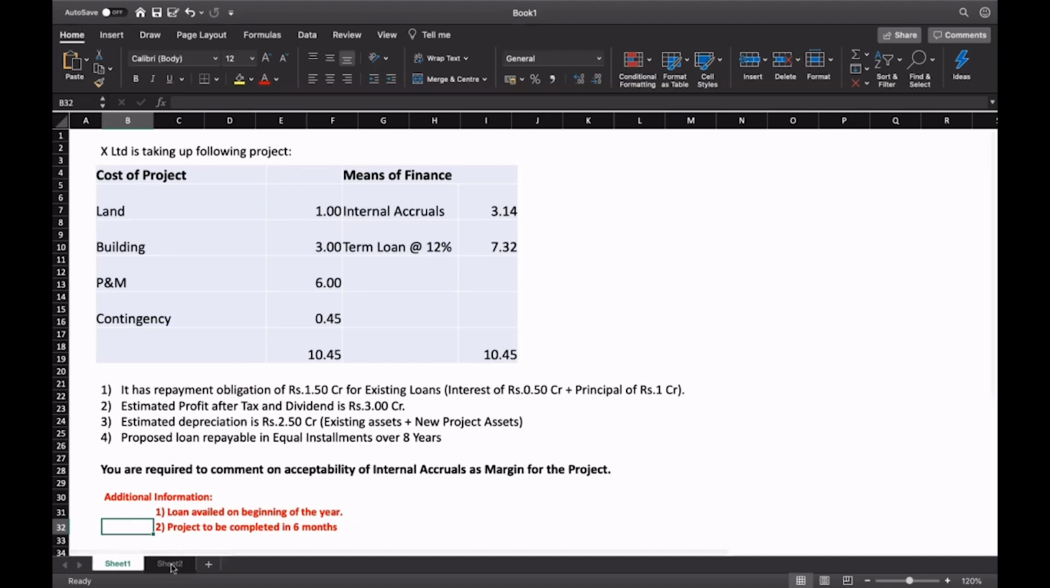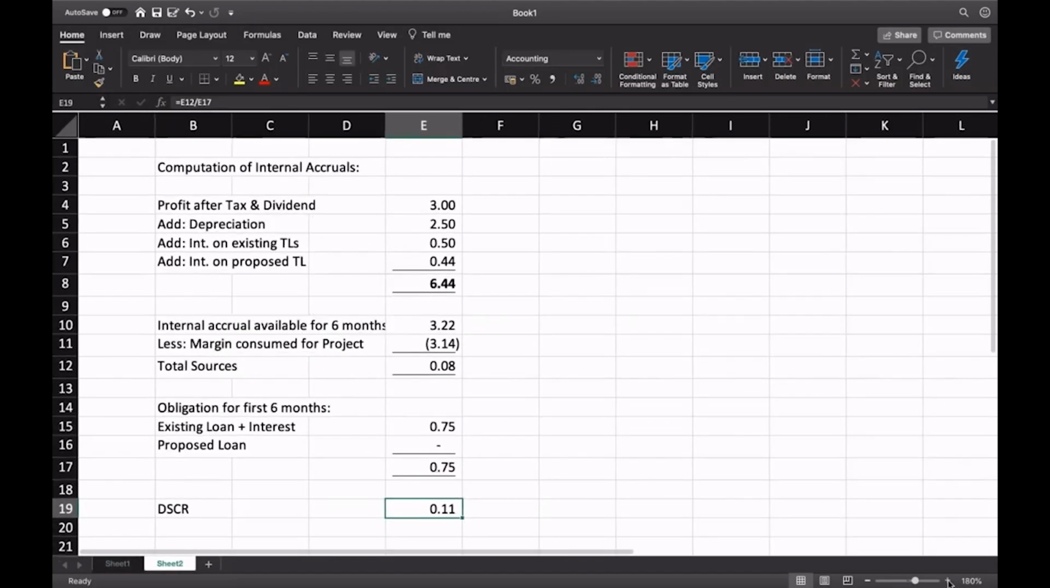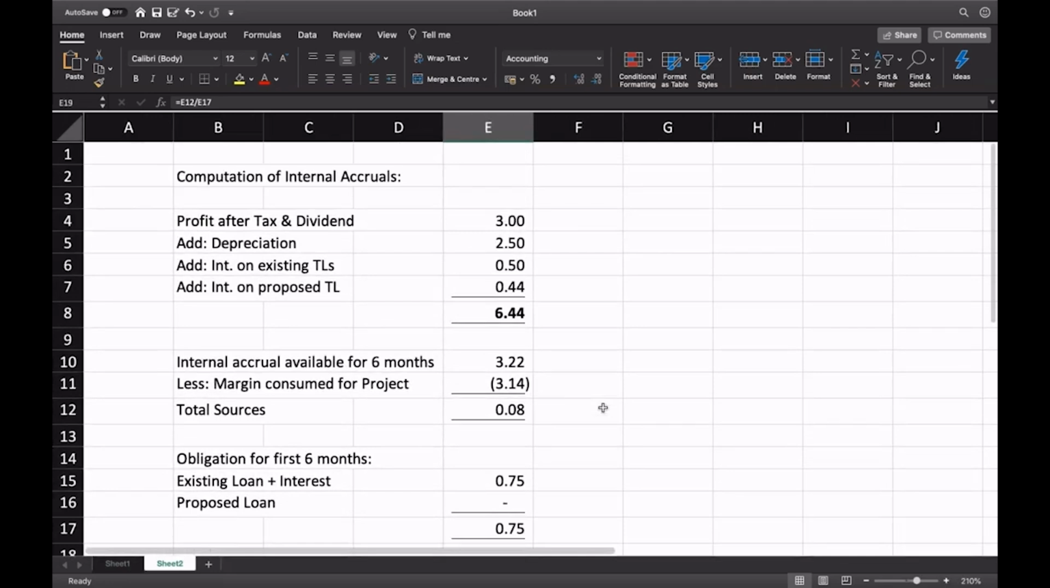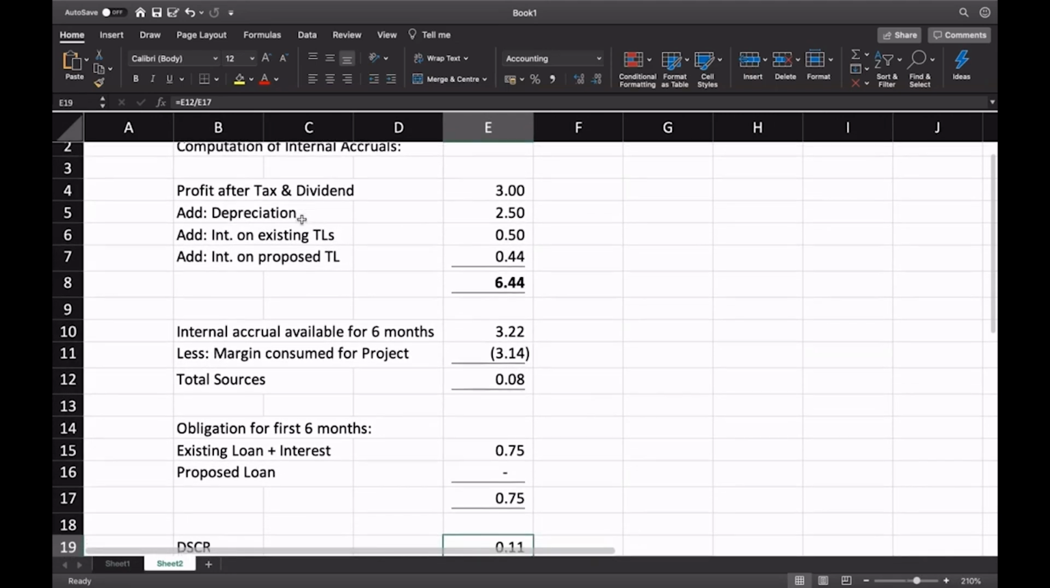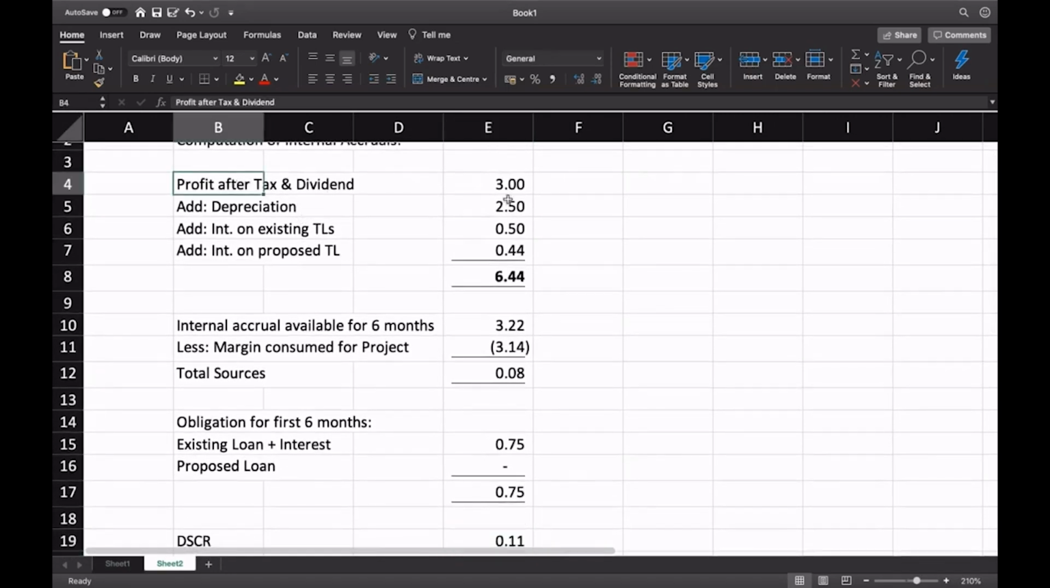So let's look at the calculation. Look at this. Here we are computing the internal accrual. So this is the profit after tax and dividend information which we did. Then we added depreciation, we added interest on existing term loan, we added interest on proposed term loan. So this gave annual figure of 6.44 crore. This 6.44 crore is the annual cash accrual. Okay, but we are more concerned about the first 6 months period when the project is implemented, how they will manage the margin, how they will service their existing loans.